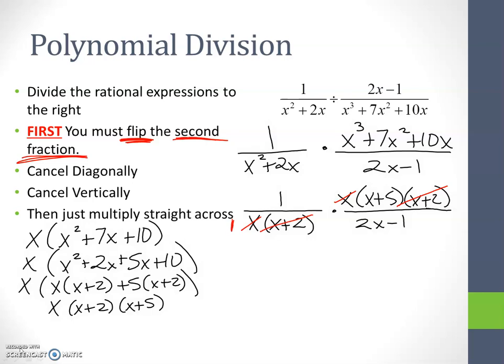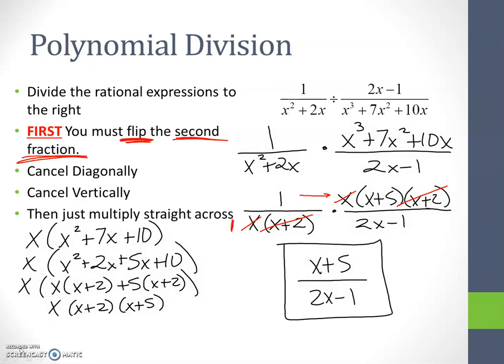So I've only got a 1 left on this side, and an x plus 5 left on the other. There's nothing else that I can cancel. 1 times x plus 5 gives me x plus 5. And then 1 times 2x minus 1 gives me 2x minus 1. And that's our answer. Okay?